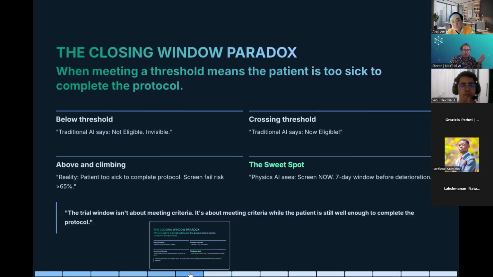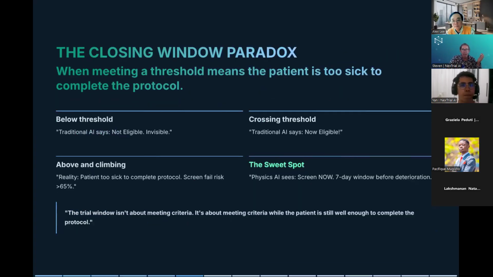So, right, it's a paradox. This perfectly illustrates why trajectory modeling matters. You take any biomarker-driven eligibility criterion, cardiac, renal, hepatic, whatever the progressive disease. The biomarker that qualifies you for the trial is the same biomarker that tells you the patient is getting sicker. So the patient approaching an NT-proBNP threshold of 8,500 in cardiac amyloidosis isn't becoming more eligible, right?